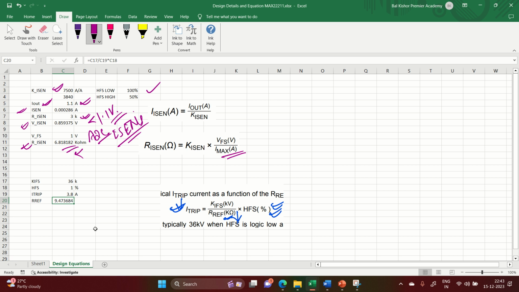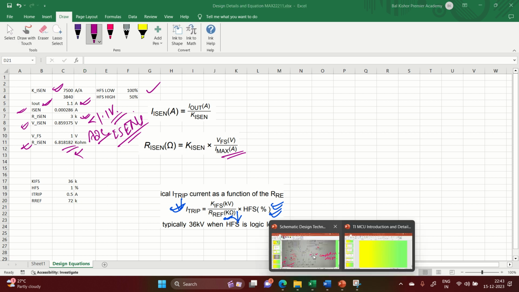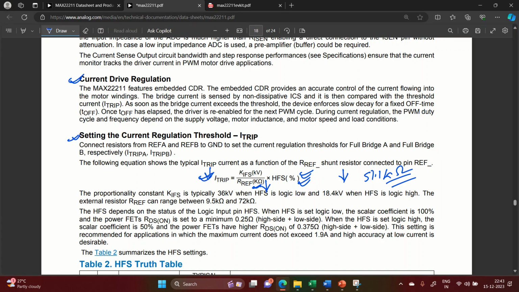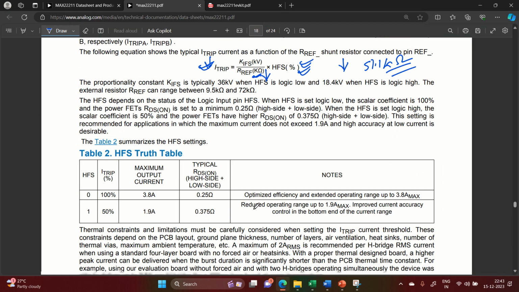If you keep the I trip value as low as possible, 1 ampere, then it will be 36 kilo ohm. If you keep 0.5 ampere max, then it will come up as 72 kilo ohm. So this is how your reference value is designed. Got it? Next, what is the next level of design? This is how you design all the parameters.